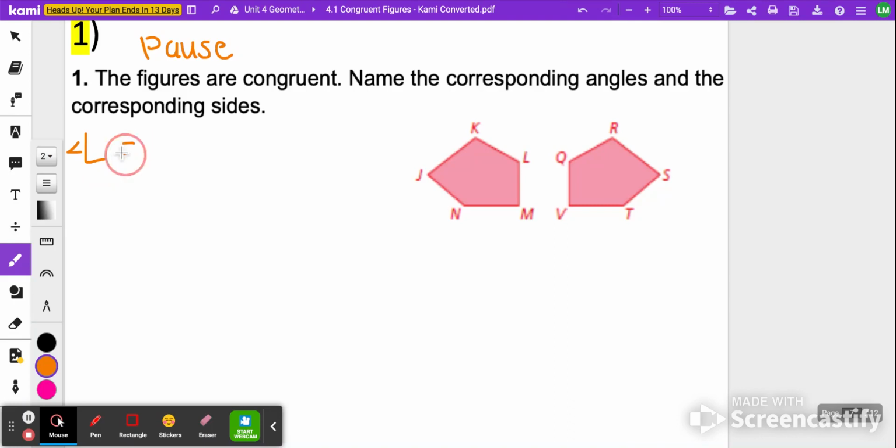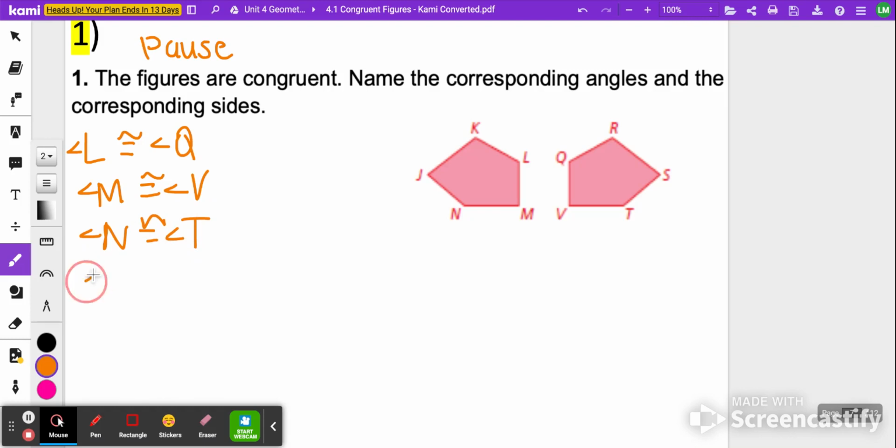I would say angle L corresponds with angle Q. Angle M corresponds with angle V. Angle N corresponds with angle T. Angle J corresponds with angle S. And angle K corresponds with angle R.